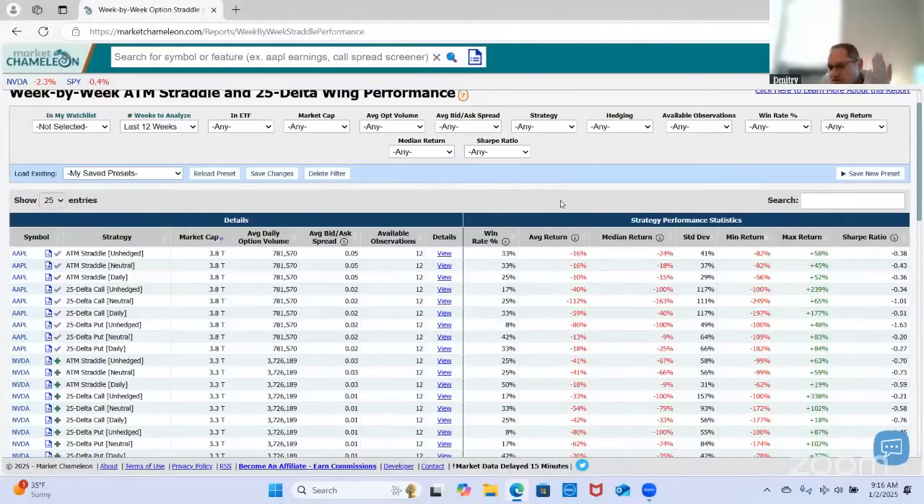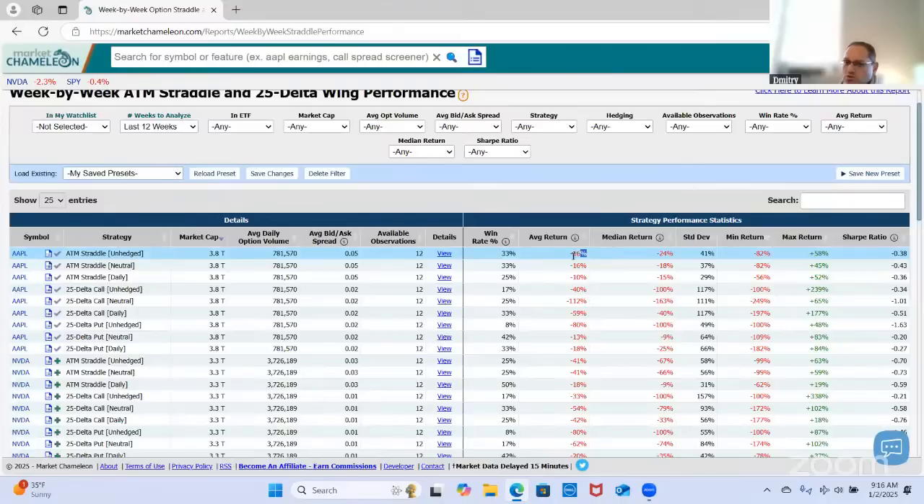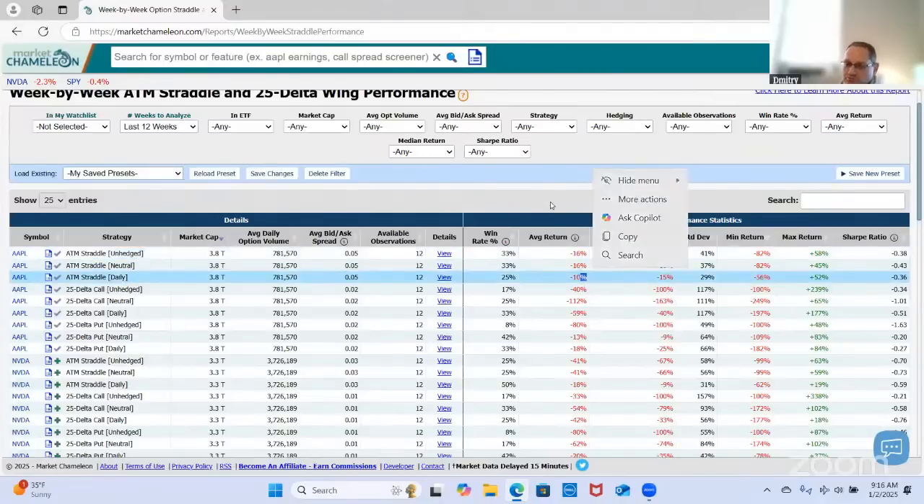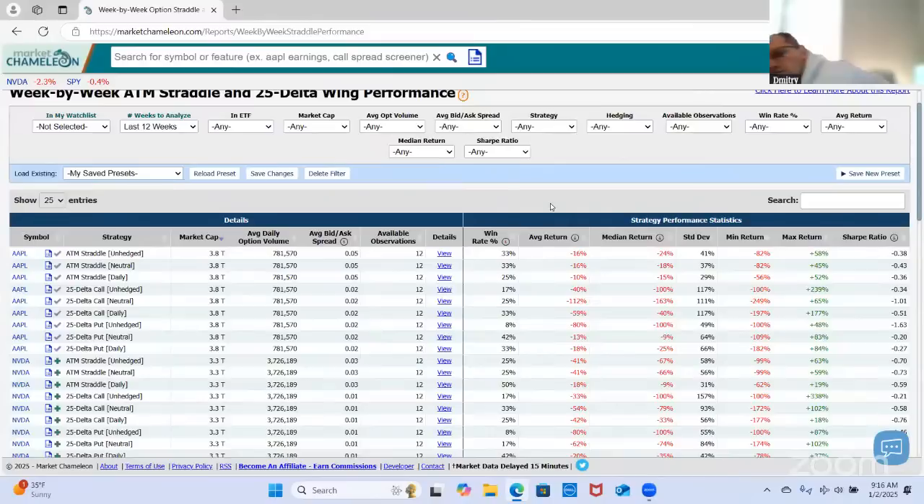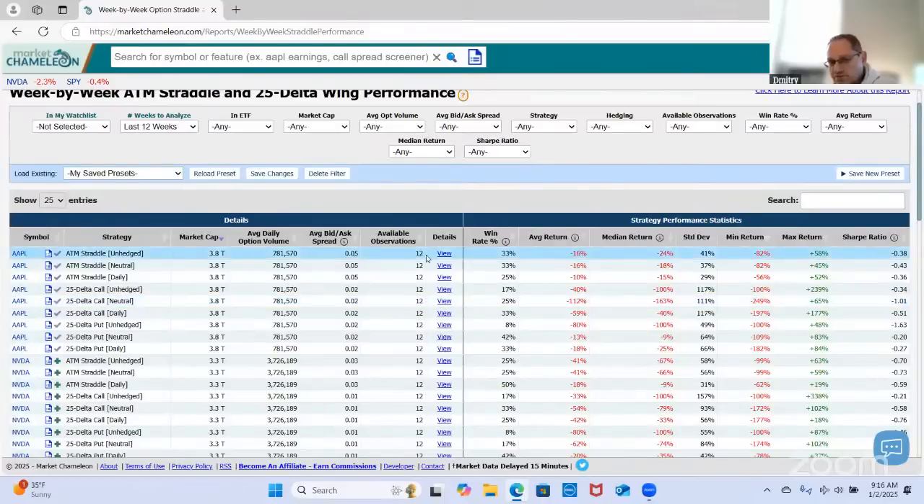In order to get a sense of what the total returns are, we would have to look at all 12 returns and average them out. What would we have made or lost on average? So that's what this is: average return. It looks like on average, it was a 16% loss, right? So a 16% loss in that straddle if you did these 12 observations.